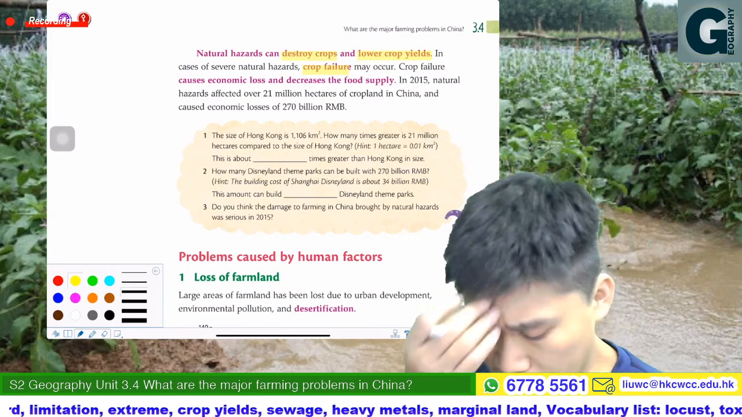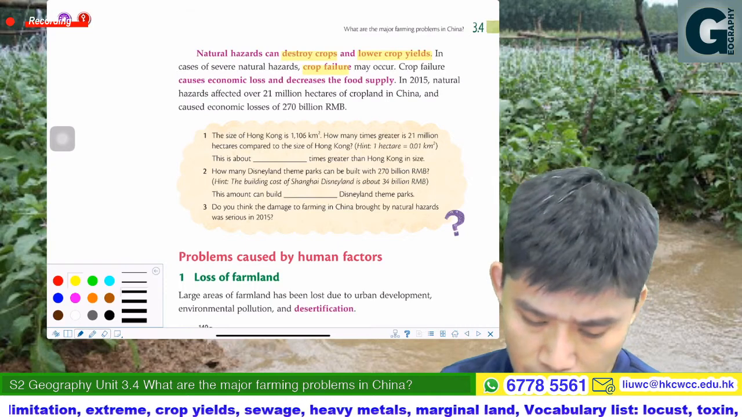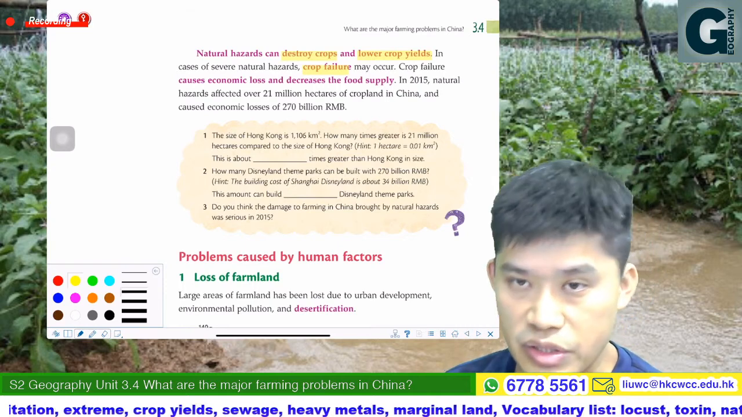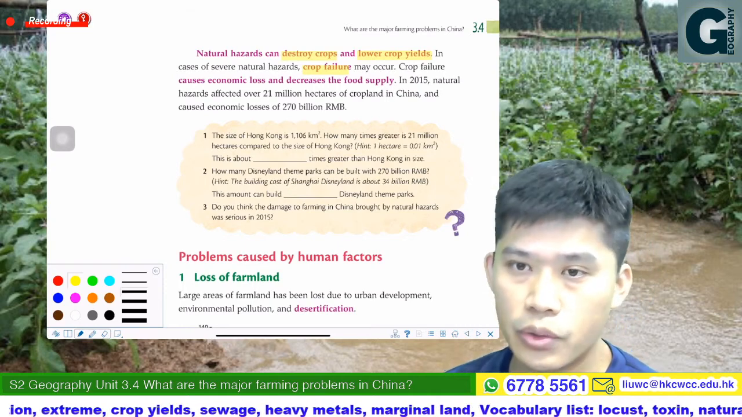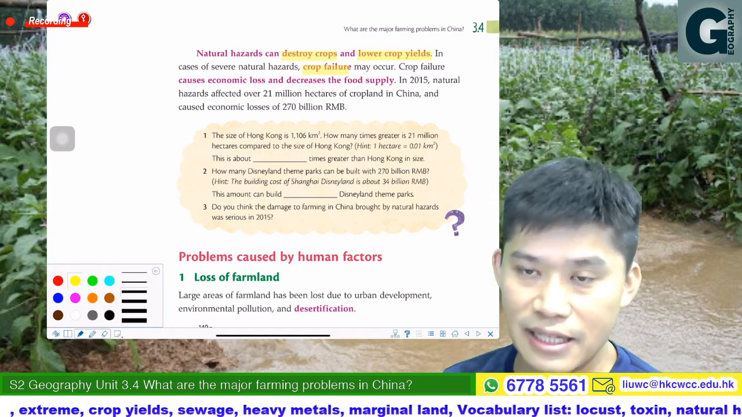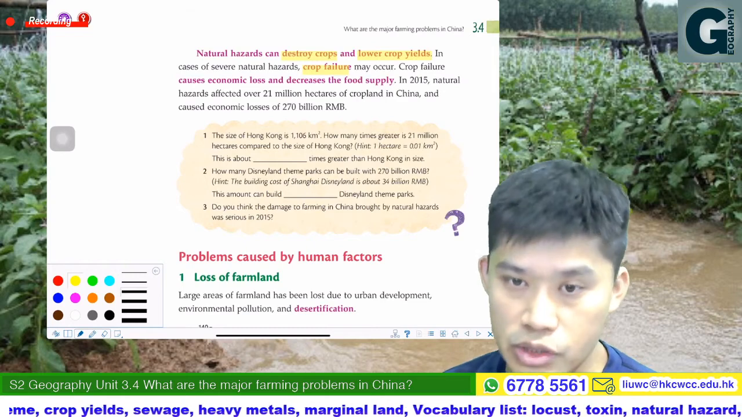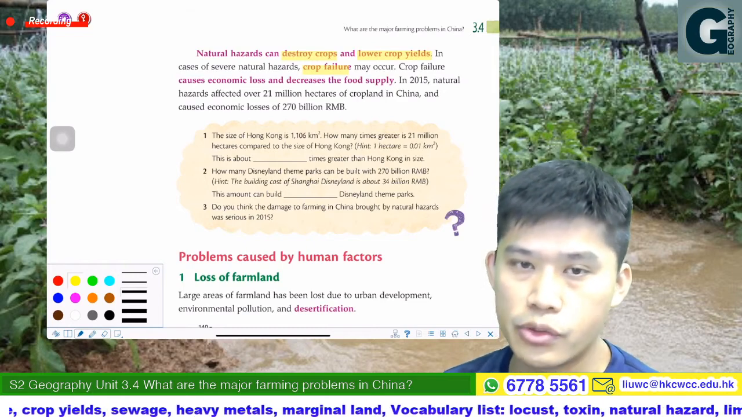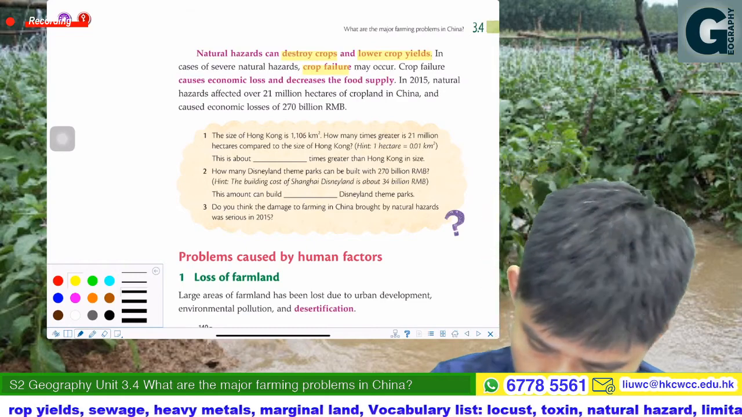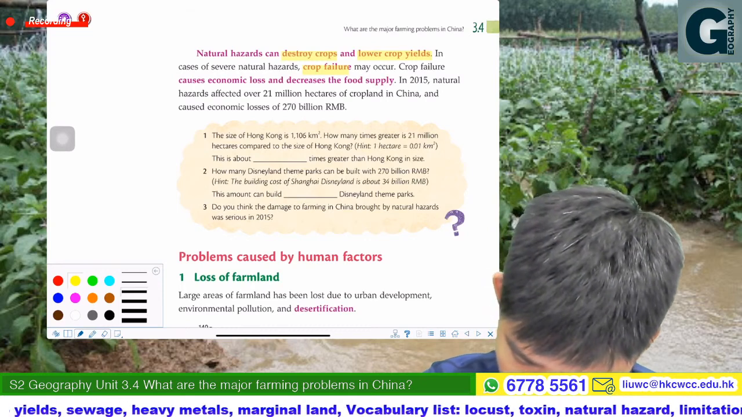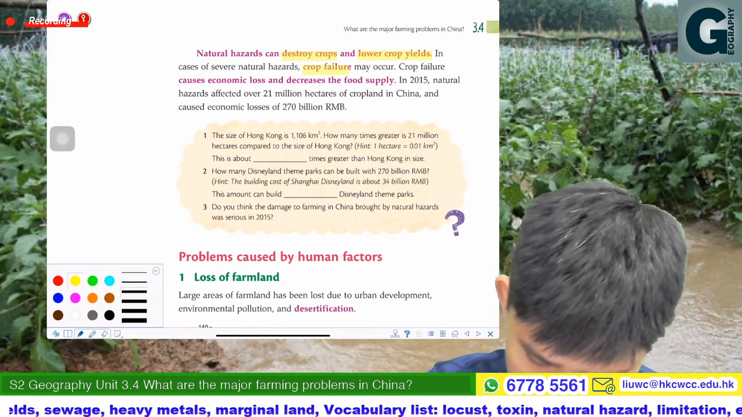So that's why somehow we need to deal with the natural hazards like drought and also flooding. So that's why it is necessary for us to study the problem of water, about drought and also flooding first. Okay, so therefore, let's have a look at the exercise here.